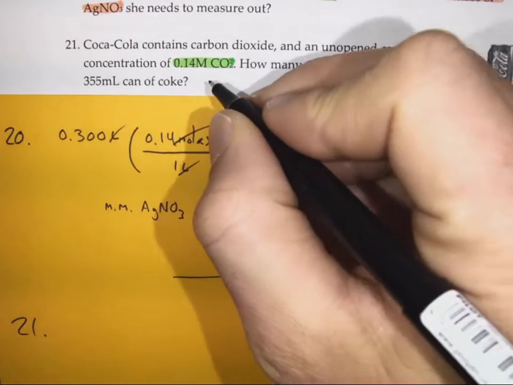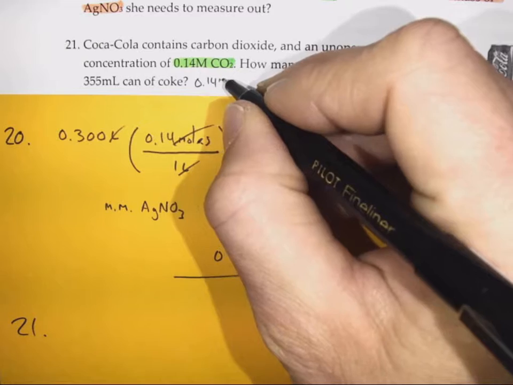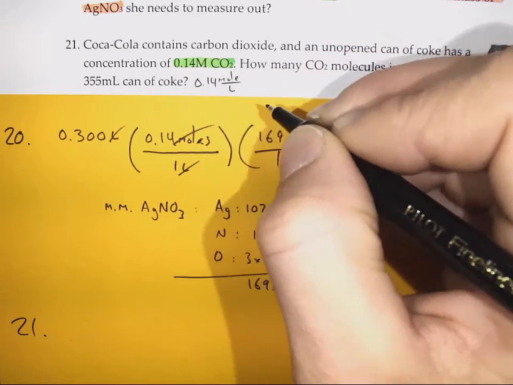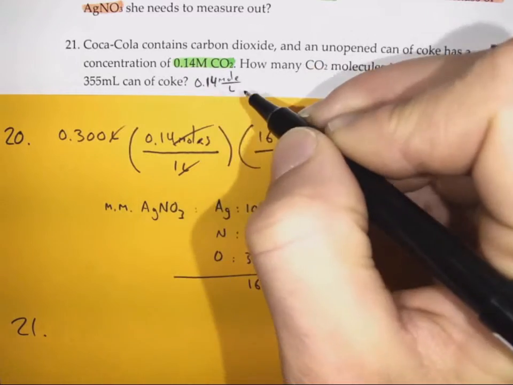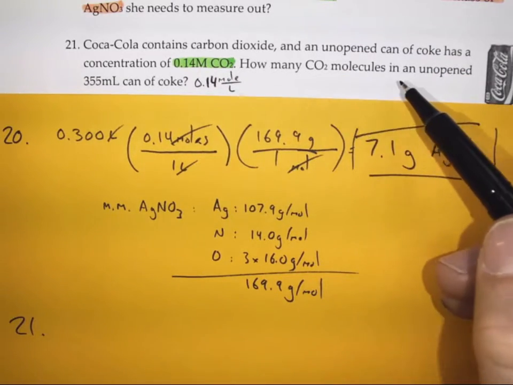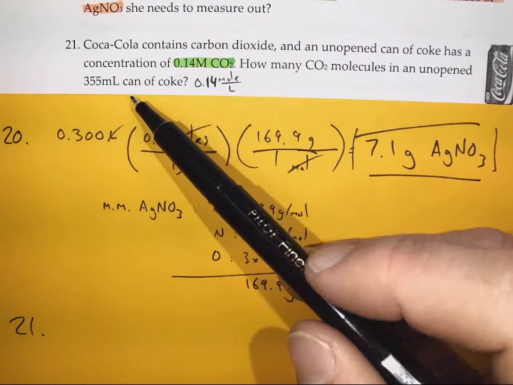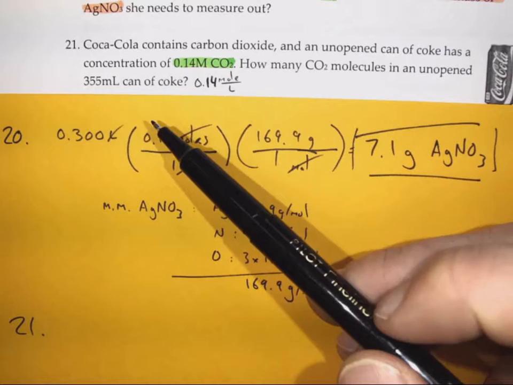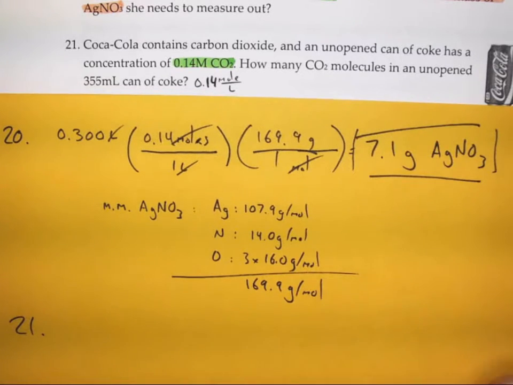And I've been stressing, I think it's really important any time you have a capital M, to rewrite it as a mole for every liter to help us with the translation. That's what the capital M means, moles per liter. The question is, how many molecules are there in 355 mL of Coke? Did I say molecules of carbon dioxide? I should say, if I didn't say that already.